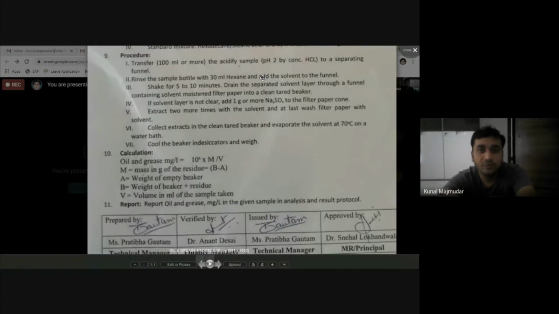Extract two more times with the solvent and at last wash the filter paper with solvent. We have to do this only when your solvent is not clear. Collect the extract in a clean tared beaker and evaporate the solvent at 70 to 80 degrees on a water bath. Cool the beaker in a desiccator and weigh.